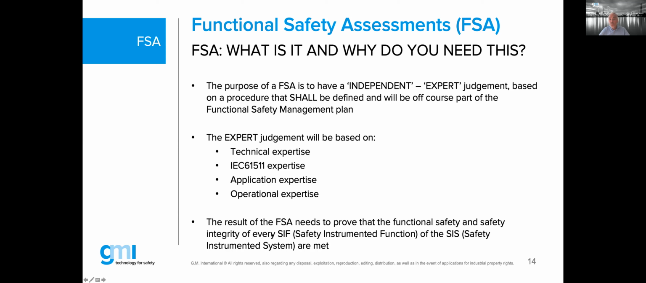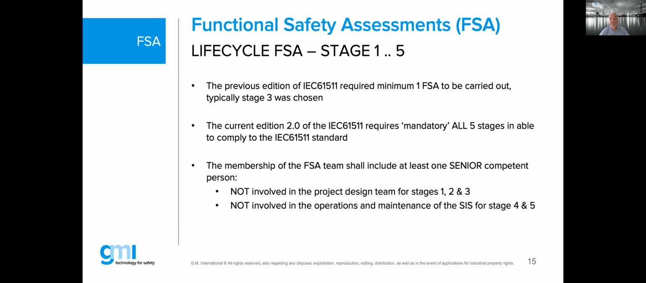And what is now the outcome of the functional safety assessment judgment report? Well, it needs to prove that the functional safety and the safety integrity for every single safety loop or every single safety implemented function for your complete safety implemented systems are met. That's the key target or objective of a functional safety assessment. As I showed you before on the life cycle picture, there are 5 stages.